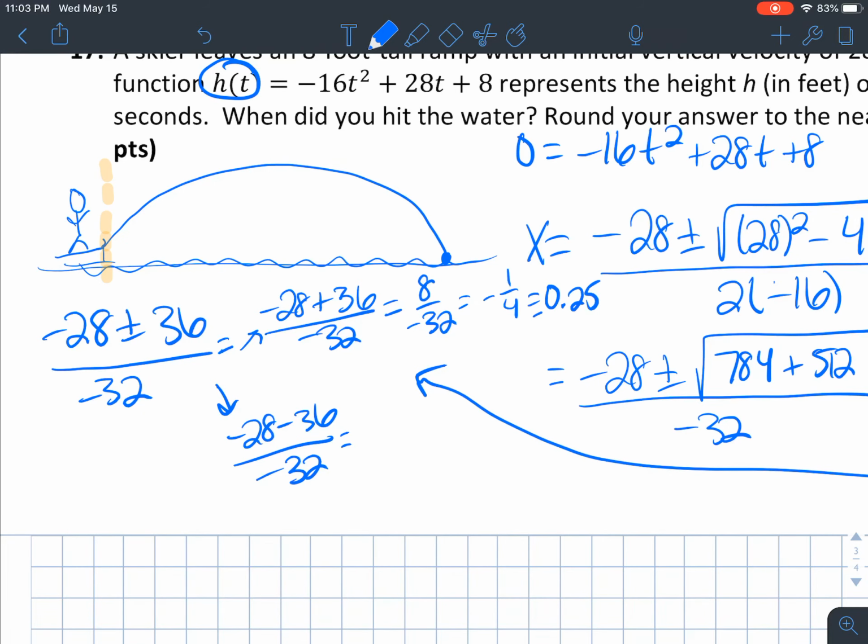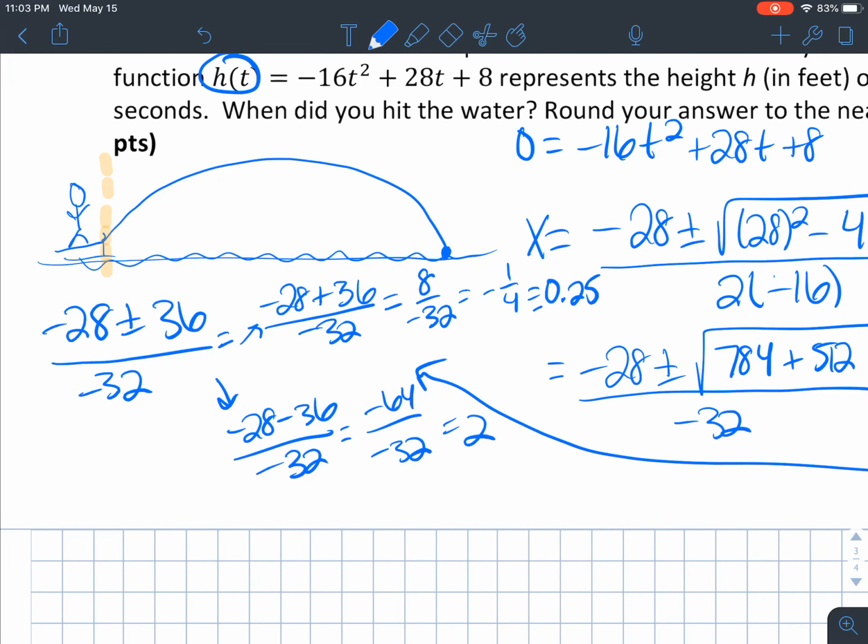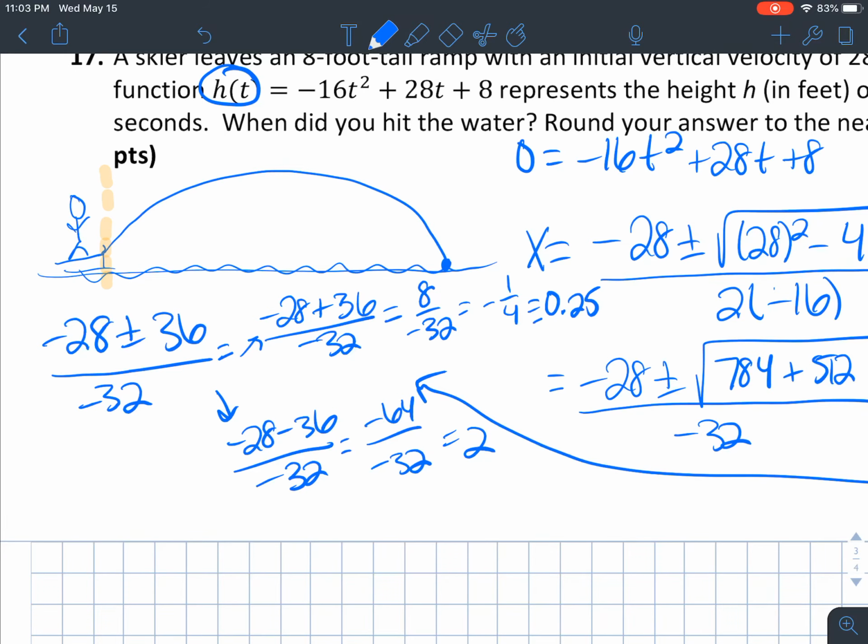So in this case, negative 28 minus 36 is a negative 64 over negative 32. That tells me positive 2. So I'm going to put it in the middle of this arc here. 2 seconds is how long until we land, or it's going to be when we hit the water, 2 seconds later.